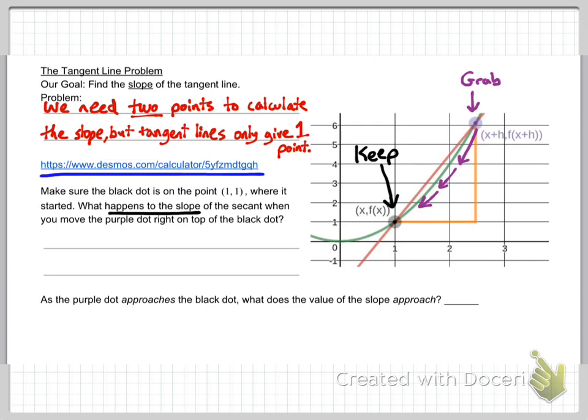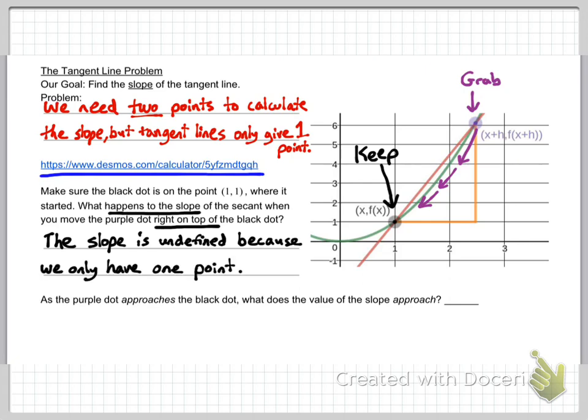All right. Now that you've tried that, now that you're back and the purple dot was right on top of the black dot, it should have said that the slope is undefined. The reason for that is because we only have 1 point. And if you're trying to calculate slope with rise over run, your run is 0, so you're dividing by 0, and that is a problem.